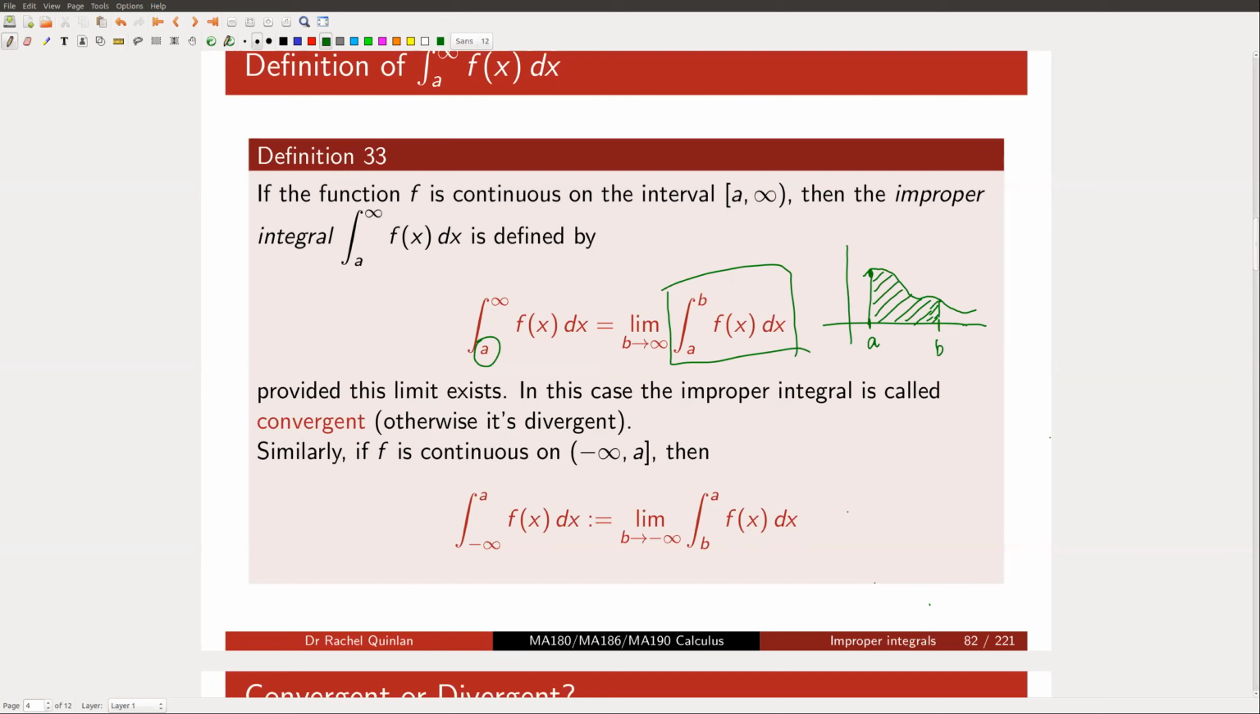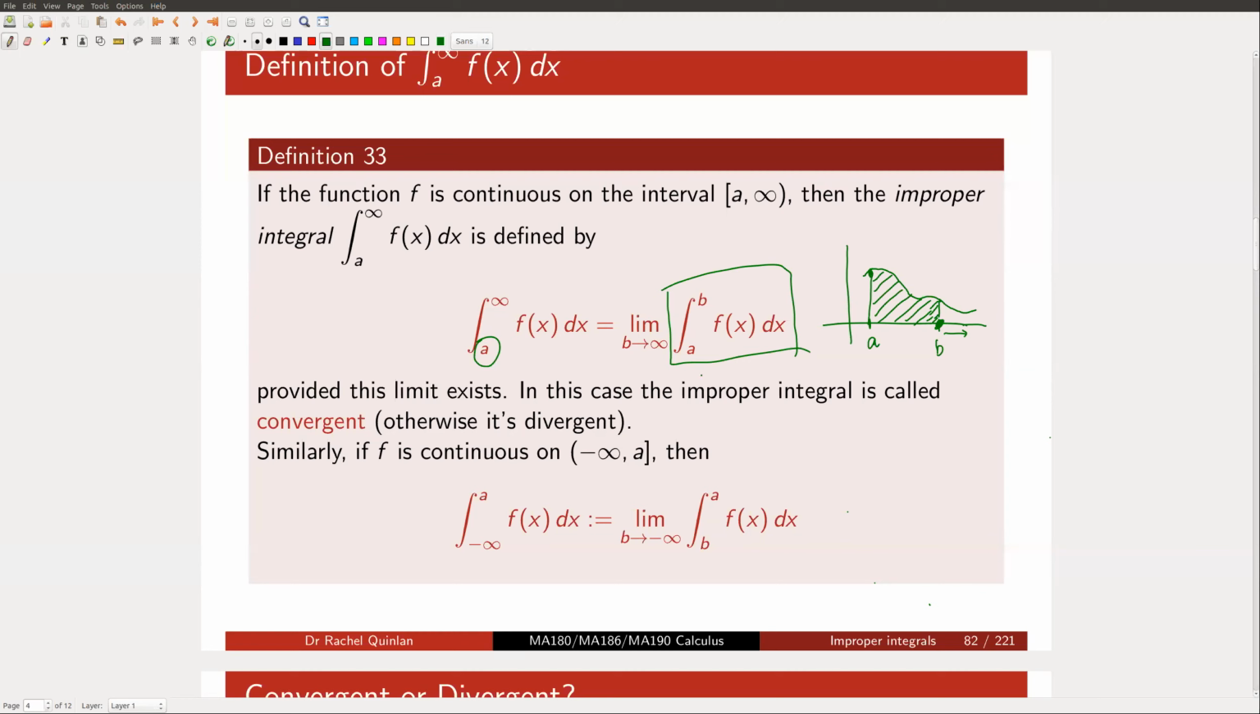If we don't specify a value for b, but just imagine it as being some point out to the right of a, the result of that process will be an expression involving b. Then we can imagine b traveling further out to the right, even as far as infinity, and we can take a limit of that expression as b approaches infinity. We might be able to evaluate that, or we might be able to determine that it goes to infinity. That's how we attempt to calculate an improper integral of this type.